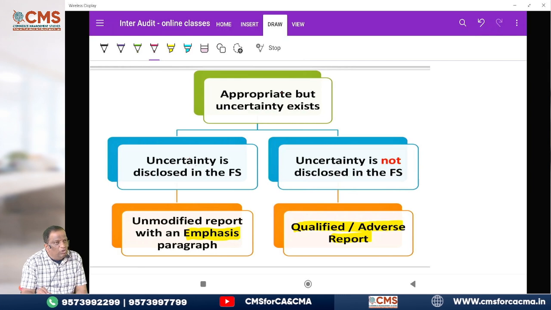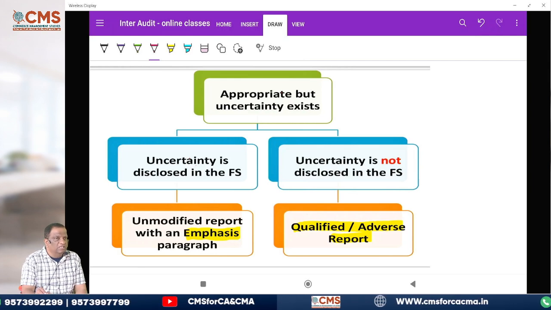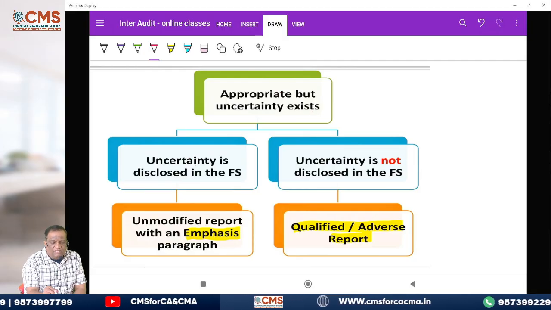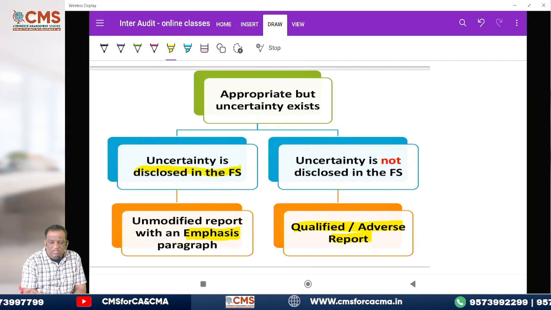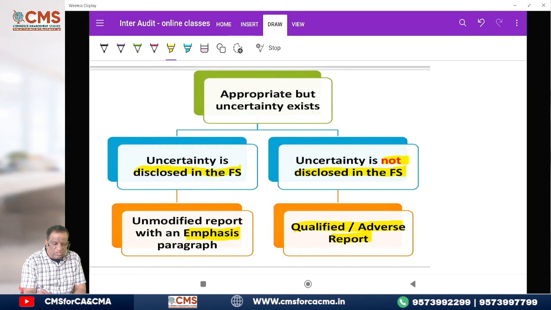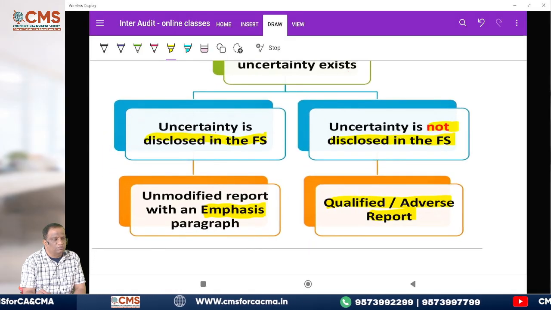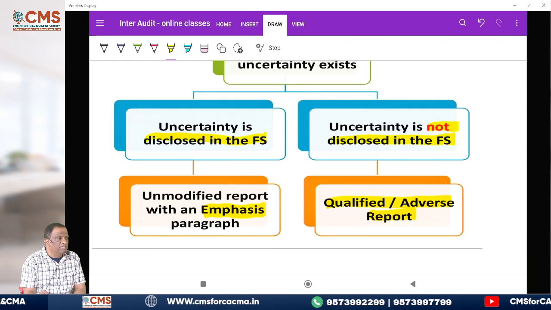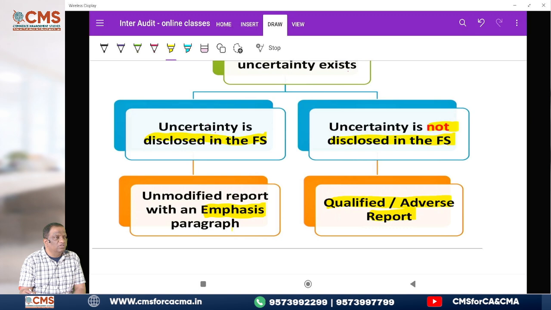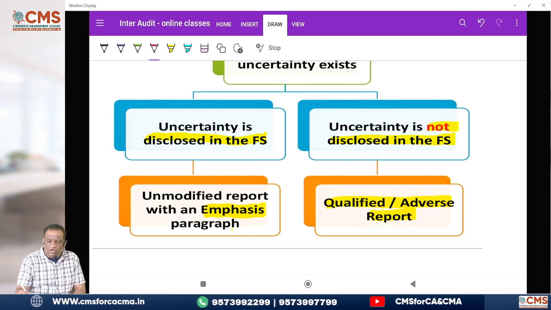Likewise, it is looking all right, but not everything is clear. So there is still uncertainty. Then what should I do? It would depend upon whether that uncertainty is disclosed in the financials or not. If that uncertainty is disclosed in the financials, since the management is already explaining that, then you will issue an emphasis paragraph. But if the management is not disclosing it, then it is a fraud. That is where you will go for a qualified or adverse report. So simply you will go for a modified report.